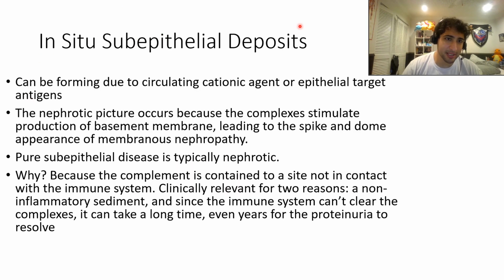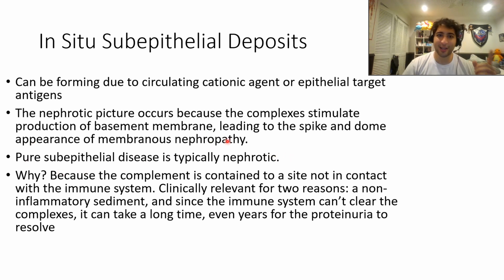Now, again, going back to the in situ subepithelial deposits, the deposits form in situ, and the theory is they're either forming due to, like I mentioned, a circulating agent or an epithelial target antigen. The point is, at the end of the day, the complexes form there in the subepithelium, and the nephrotic picture occurs because the complexes stimulate production of the basement membrane, and that leads to the spike and dome appearance.